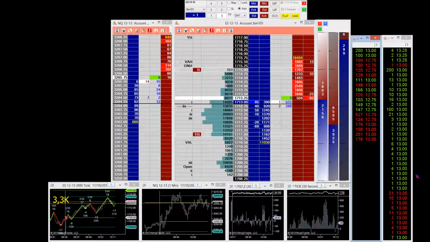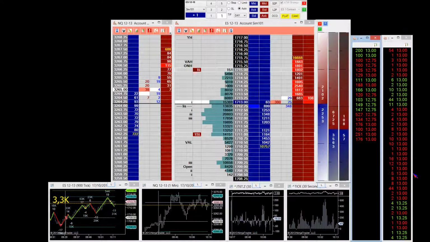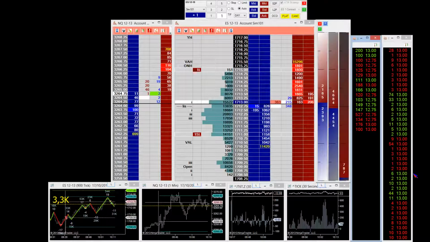Okay, I'm just trying to keep up with the questions. Okay, so we entered that long at 1713. Now, one of the things that we're seeing about this trade, if we think about the other trade, how fast did that trade move against us? Okay, it moved against us really quickly. And why did it move against us really quickly?